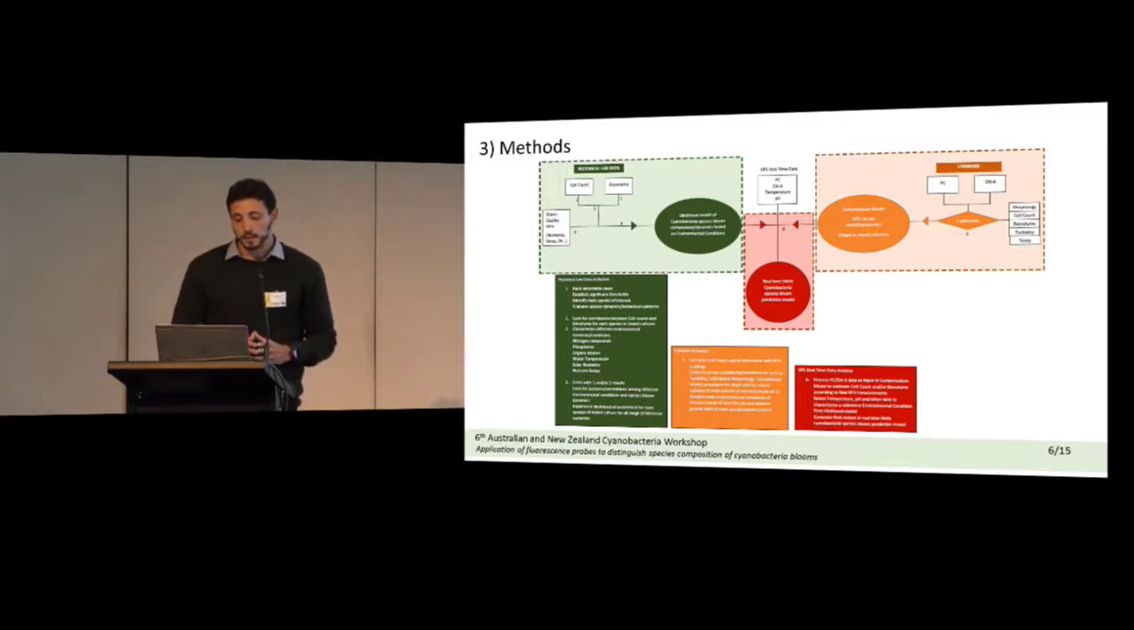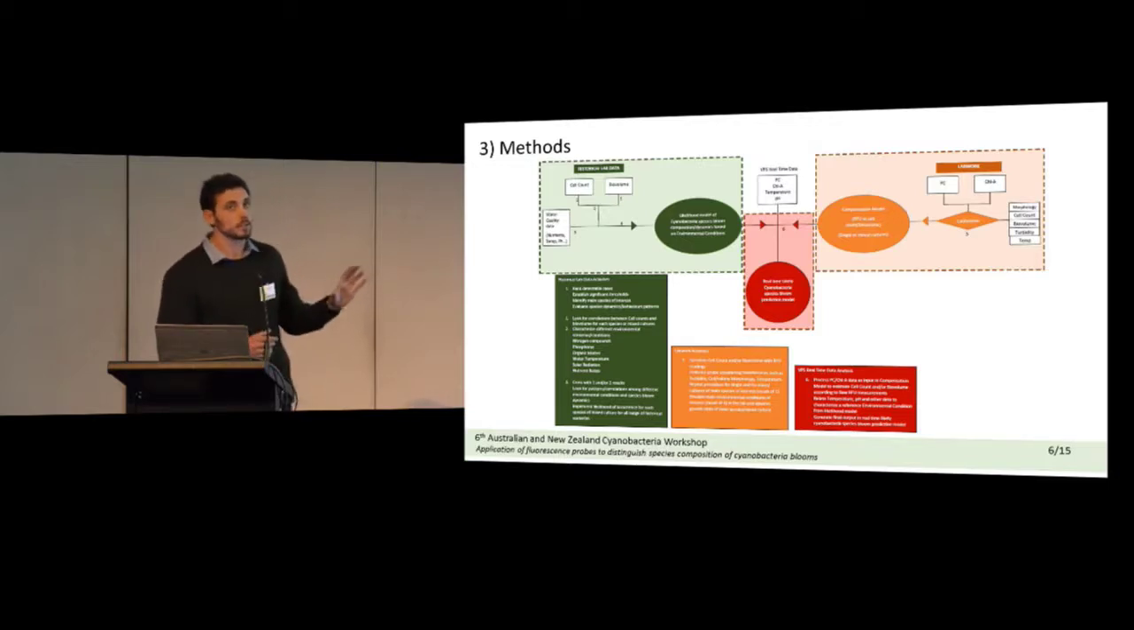In that way, we expect that we can develop a component, which is a model that will give us a likelihood of cyanobacteria species based on environmental conditions. So this is the first component to the left.